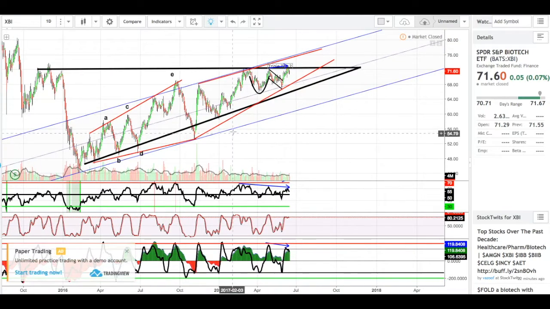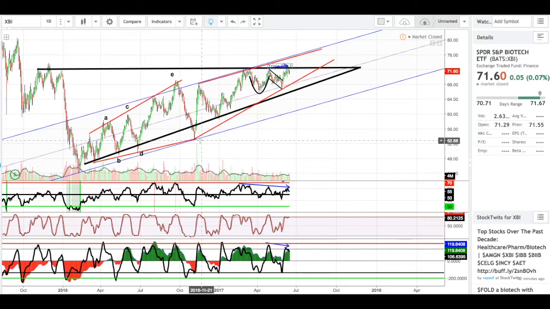I see us kind of coming into what may be a wedge pattern. We have our wedge starting here, and this is our support line, and this is a resistance line that is angled lower than our support line. So these will probably converge somewhere over here.